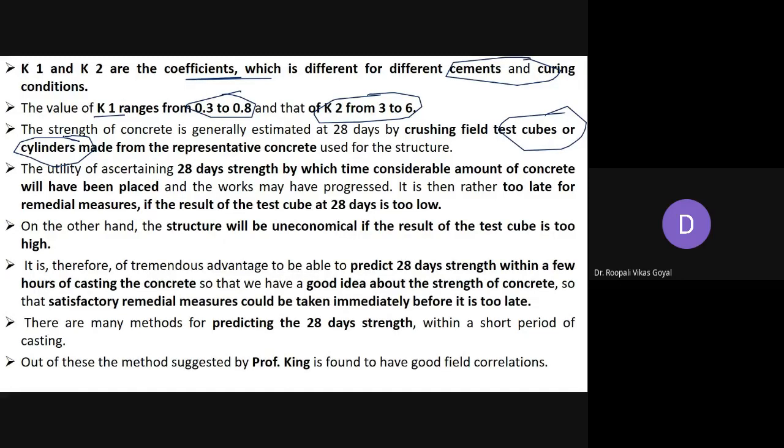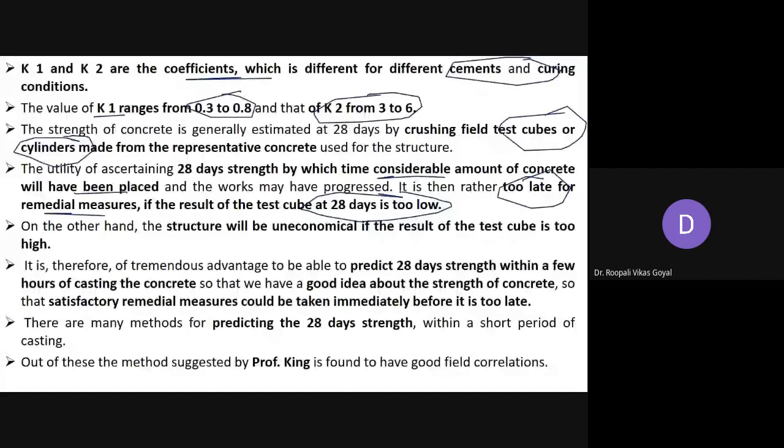So the utility of ascertaining this 28-day strength is limited, by which time a considerable amount of concrete will have been placed. If you are using it for a structure and have already placed it, and after 28 days, because you have already started your work, it is rather too late for remedial measures. You are testing after 28 days, but you have used the concrete today, and if you come to know that some remedial measures are required because the strength is not coming, it will be too late. If the result of the test after 28 days comes low, not as much as you designed for, it will be difficult to go for remedial measures because you have already placed your concrete.